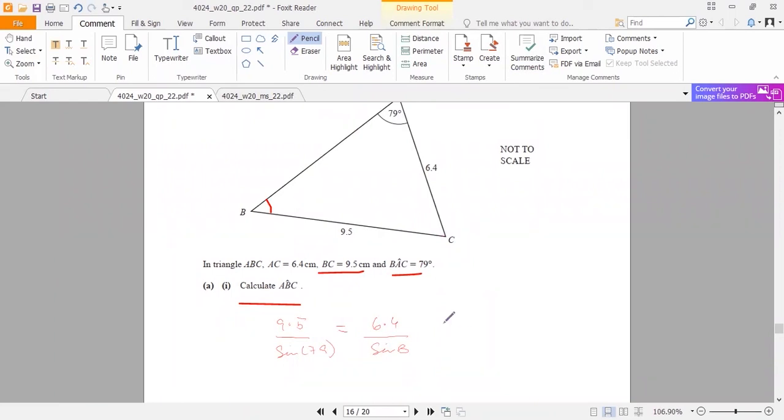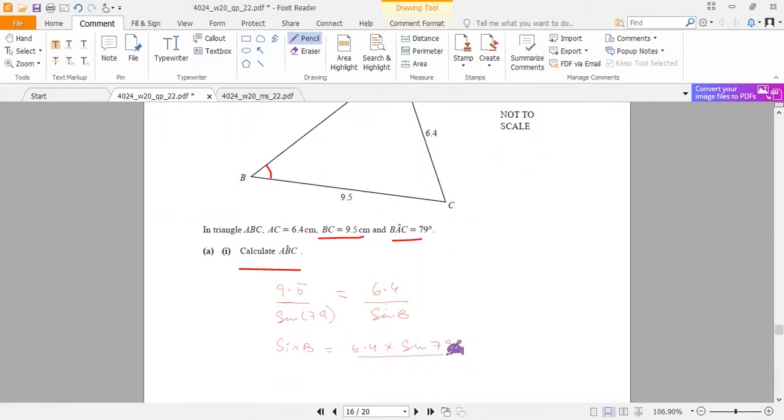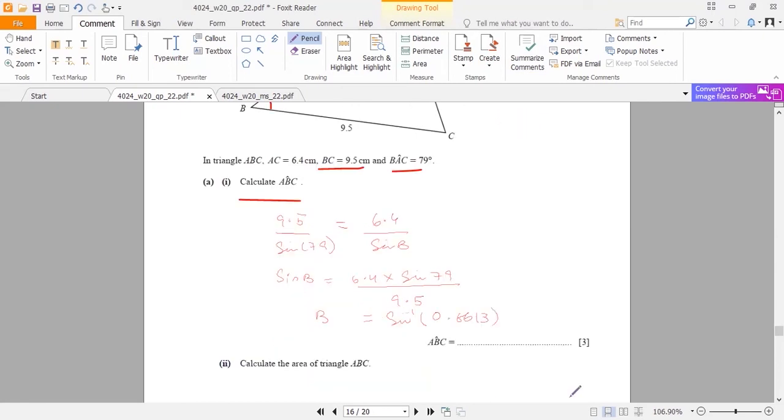Now, sine B will be equal to 6.4 multiplied by sine 79 upon 9.5. The value of angle B will be sine inverse of 0.6613, and ABC will be equal to 40 degrees.